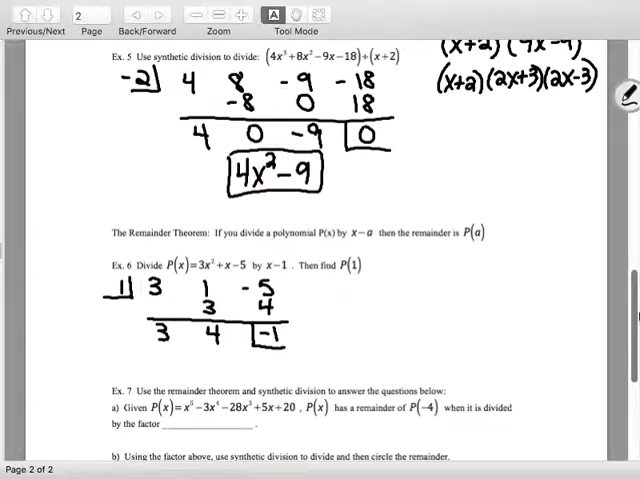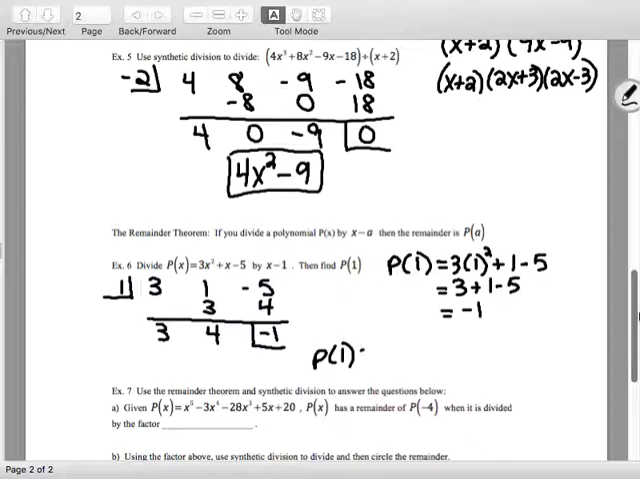Okay? Now I don't want the answer, but I'm trying to find P of 1. Watch this. Do you remember if I plug in P of 1 into this equation, that's 3 times 1 squared plus 1 minus 5. Well, 1 squared is 1. That's 3 plus 1 minus 5. 4 minus 5 is negative 1. Whoa, can you see this?